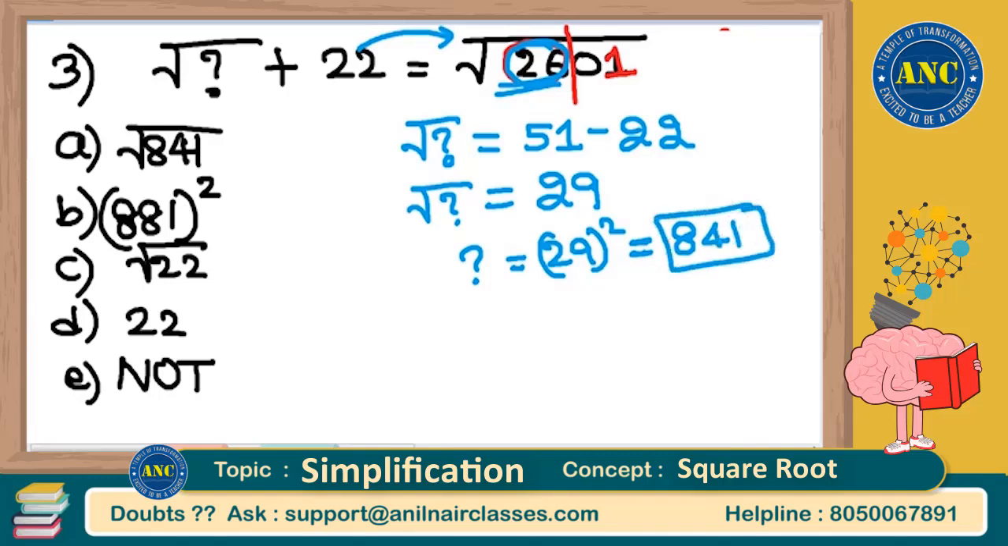But observe carefully, the options contain square root of 841, but the answer is only 841. That cannot be the answer. 881 whole square cannot be the answer. Square root of 22 cannot be the answer. 22 is not the answer because the answer is 841. Answer is none of these.